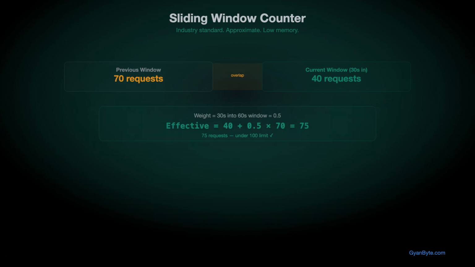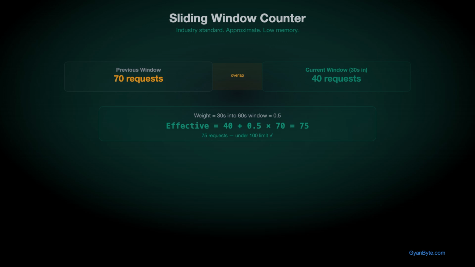When a request arrives 30 seconds into the current minute, the effective count is current window requests, 40, plus the weighted previous window. Weight equals overlap fraction, 0.5. So 40 plus 0.5 times 70 equals 75. 75 requests, under the limit. Allow it. No timestamps, just 2 integers per user.